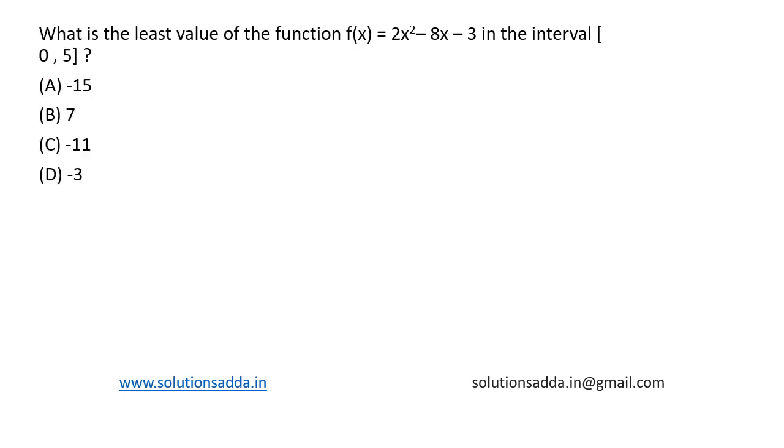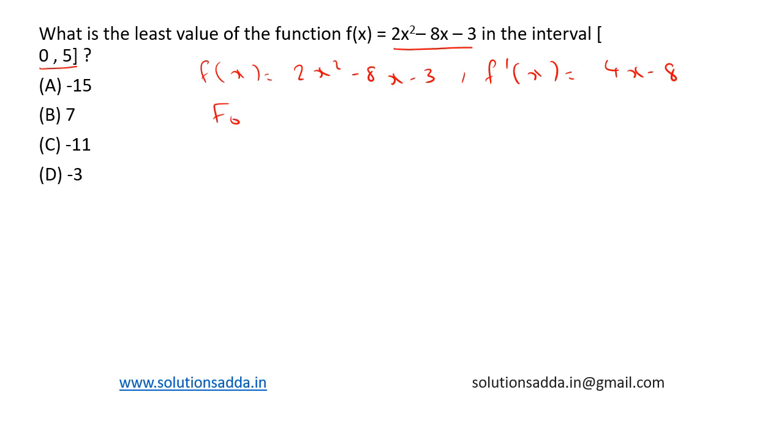This is a question from calculus. What is the least value of the function f of x is equal to 2x square minus 8x minus 3 in the interval 0, 5? So first of all, let's differentiate f of x with respect to x. We will get f of x is equal to 2x square minus 8x minus 3 and f dash of x is equal to 4x minus 8.